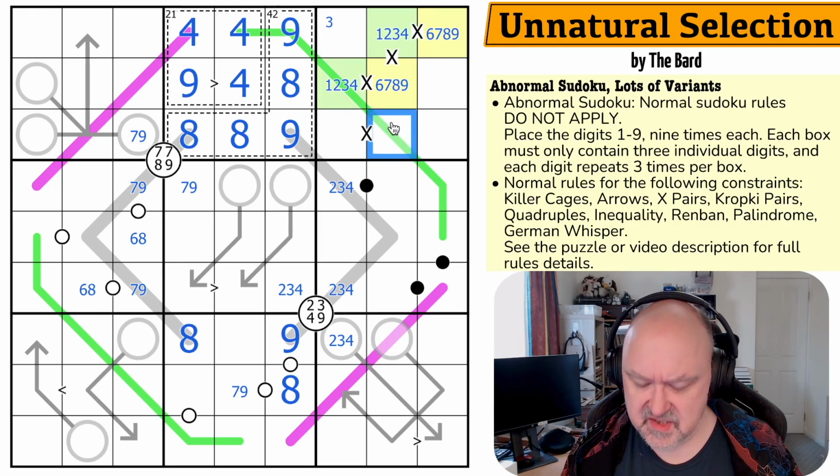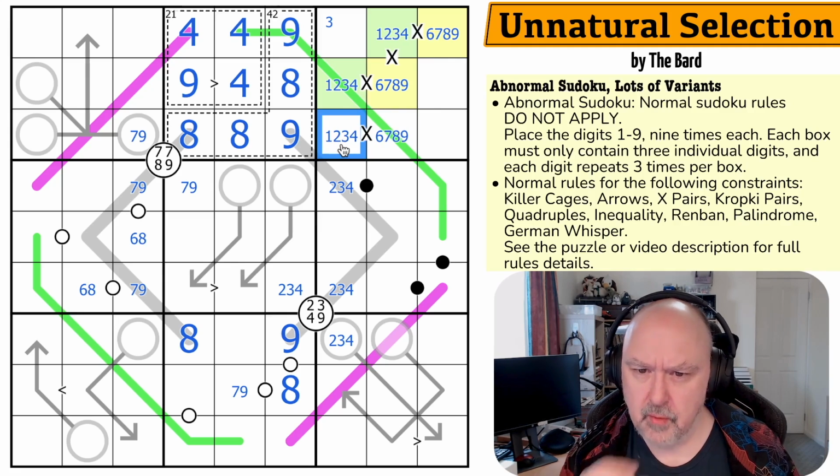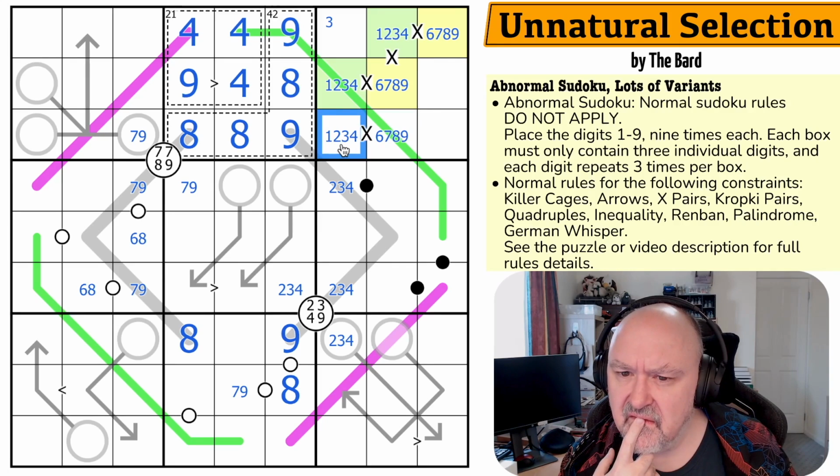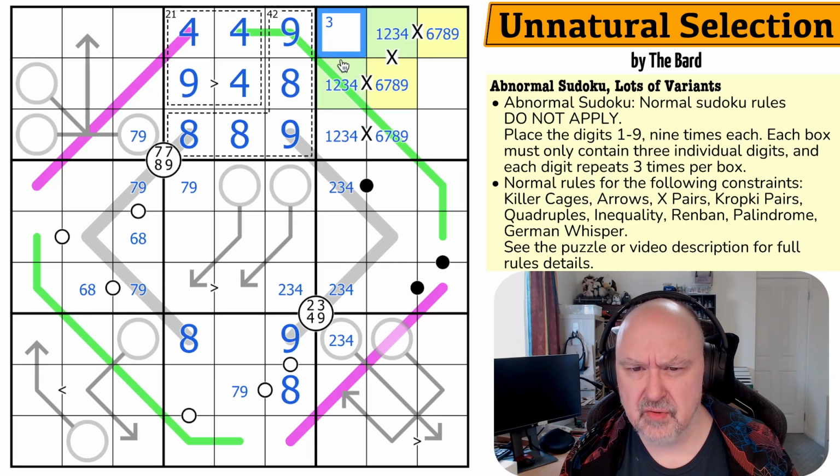This is a high digit, 6, 7, 8, or 9. And this is a low digit, 1, 2, 3, 4. But I'm not seeing what that's doing. Why do I have a 3 in the corner up there? I have no idea why that's there.